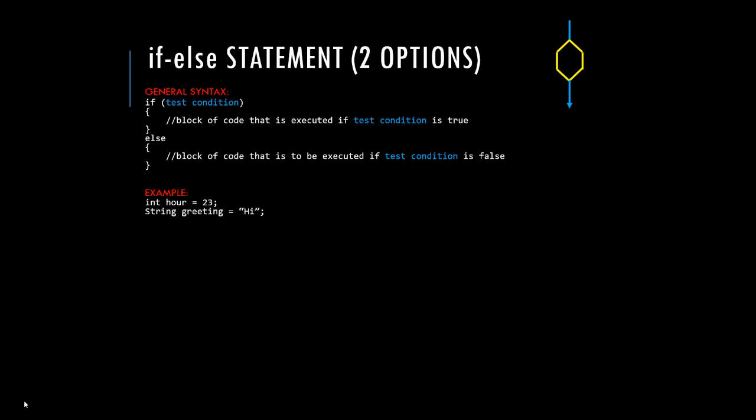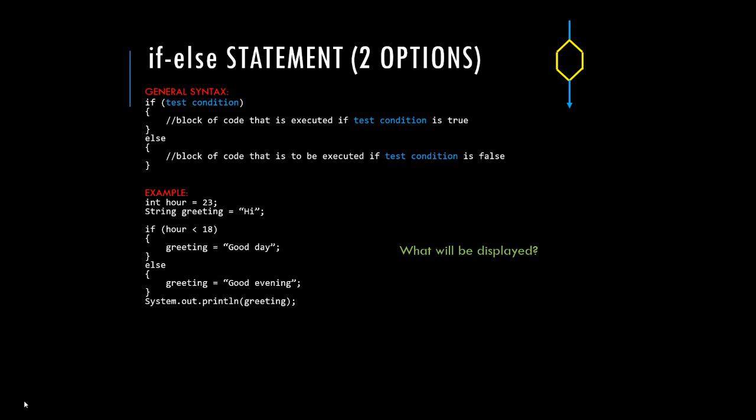As an example, we look at our same program with the hour of 23 and our initial string. If the hour is less than 18, then we're going to change the greeting to good day. But if it's not less than 18, this is where the else comes in, and the greeting becomes good evening. If it's less than 18, we say good day because it's bright and sunny out. But if it's not, we would say good evening because now it's starting to get darker. And then finally, we output that statement.